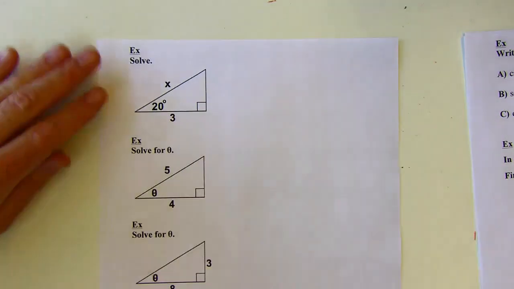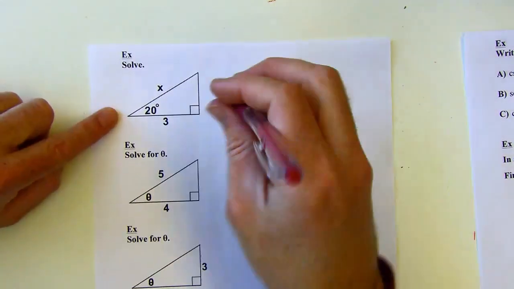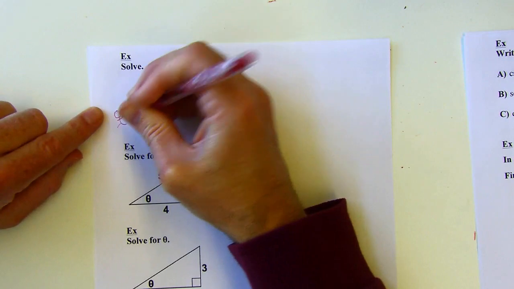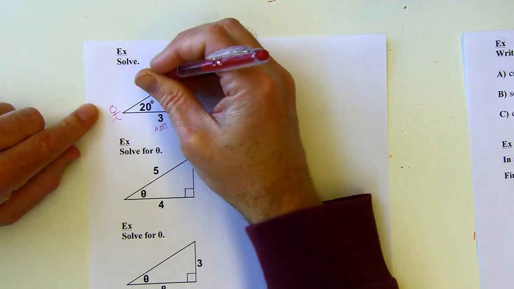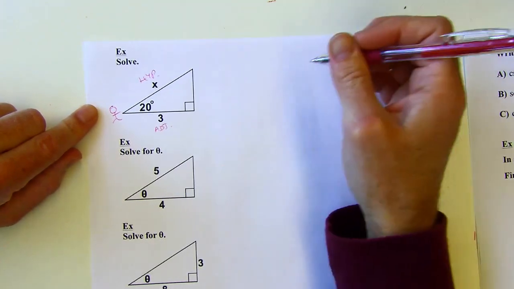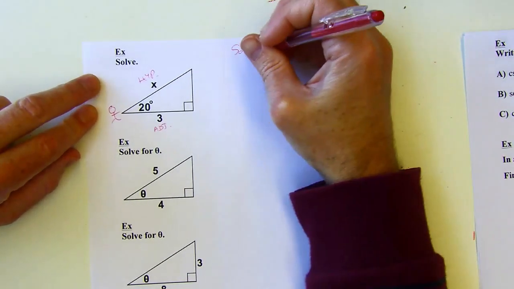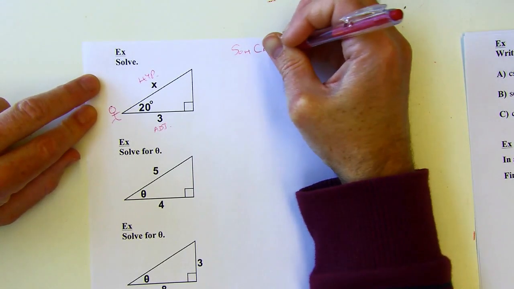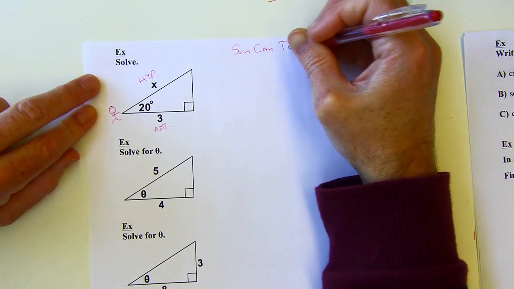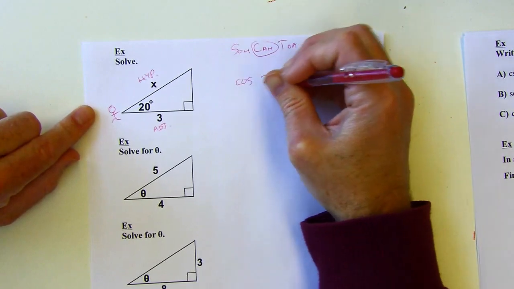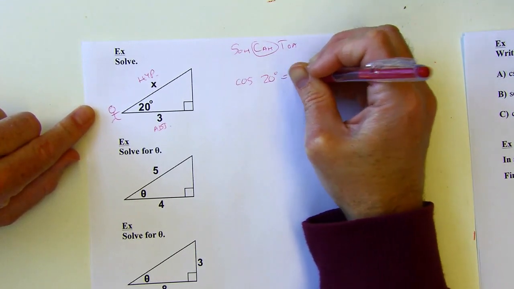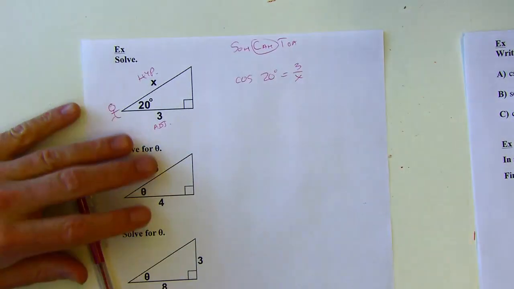All right, so this is a straight up SOHCAHTOA problem. I'm down here. And so I've got the adjacent and the hypotenuse in SOHCAHTOA. The only one that uses adjacent and hypotenuse is cosine. So this is cosine of 20 degrees equals 3 over x. I'm going to do incredible switch here.